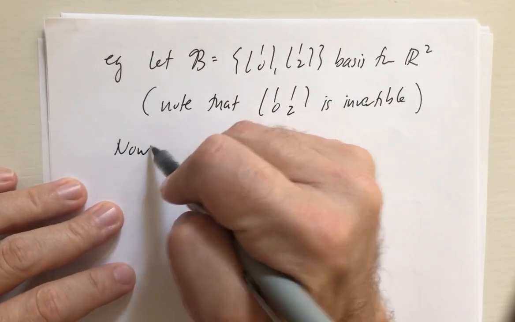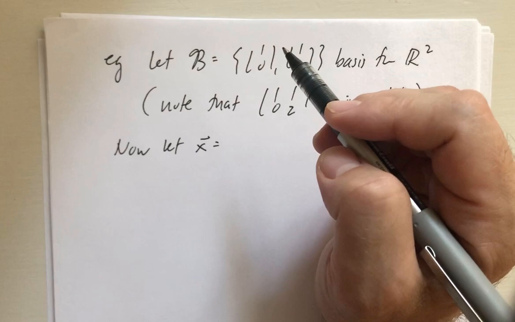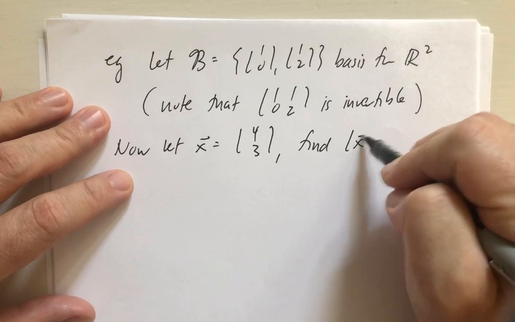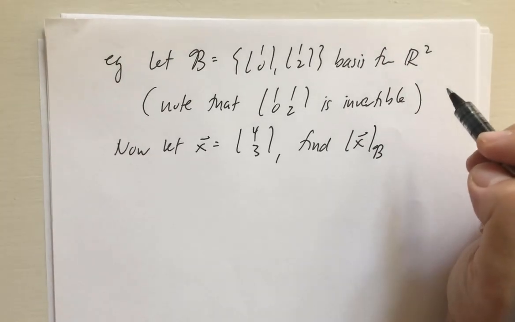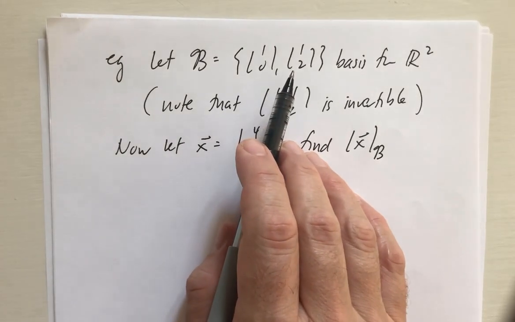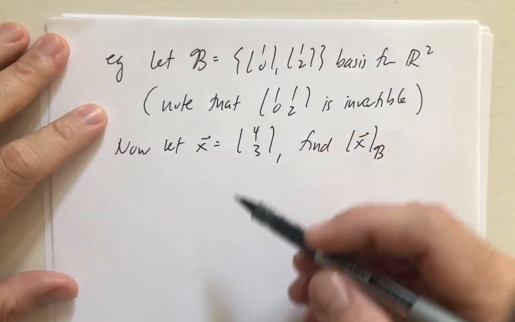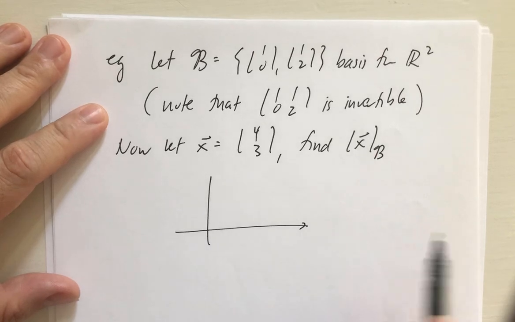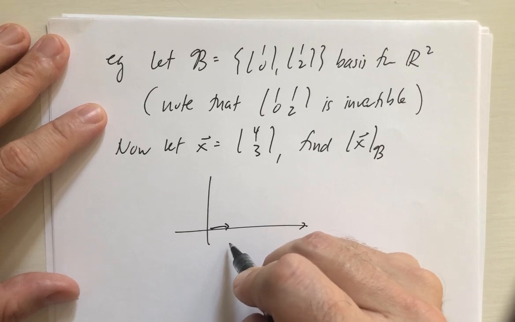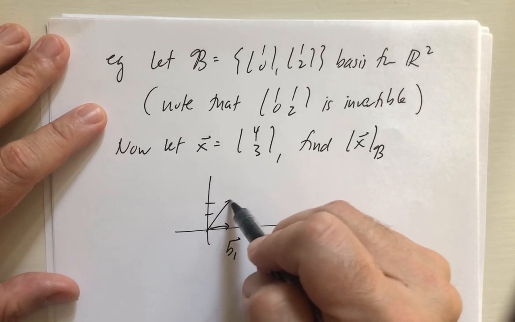Okay, now let X be, let's take X to be (4, 3), and I want you to find the B coordinates of this vector with respect to this basis here. So what we're doing here, I think you can draw a little picture. The idea is that we've got R2, and you've given me these two basis vectors, (1, 0), which is something like this, so let's call that B1. And then B2 was this vector (1, 2), so that was something like this.